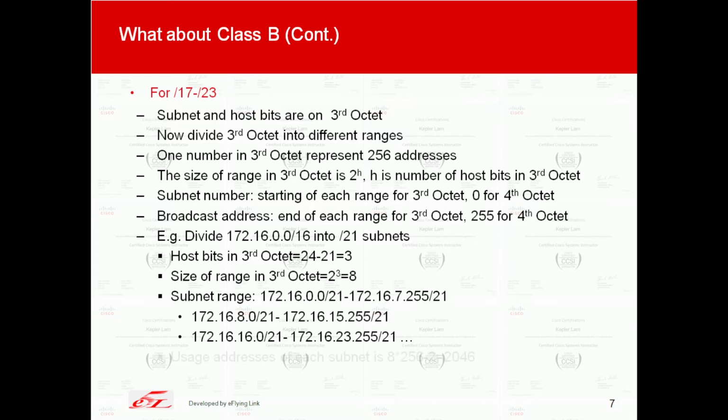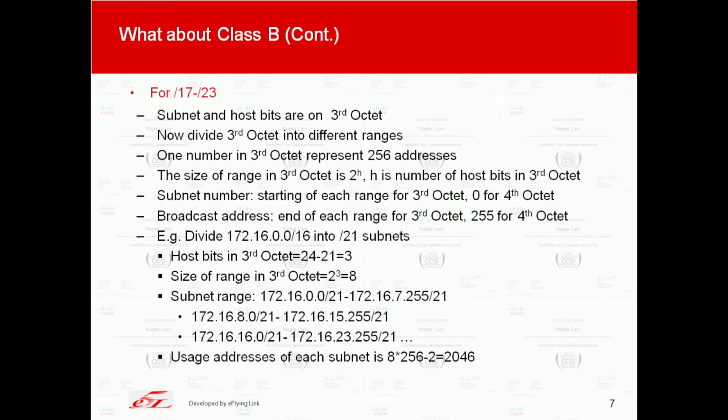What about the usable addresses? For each subnet, we have 8 numbers in the third octet. But one number in the third octet already represents 256 addresses. That means in this case we have 8 times 256 addresses in the range. But then the first and the last are not usable, so we minus 2. The answer is 2046 addresses.